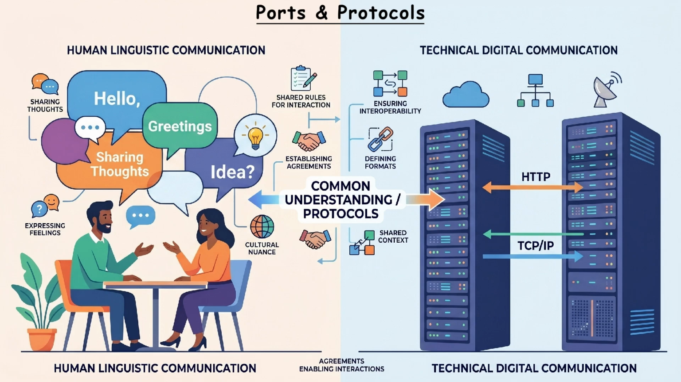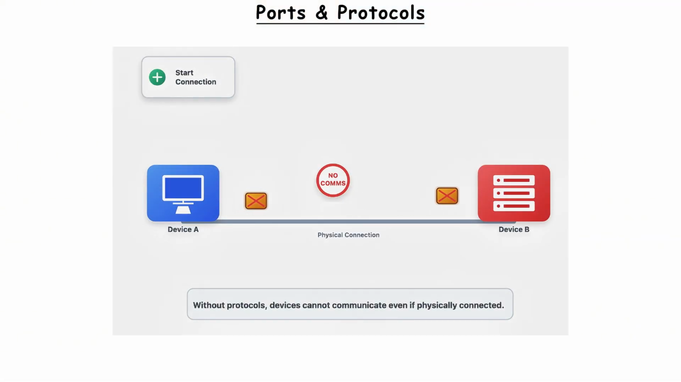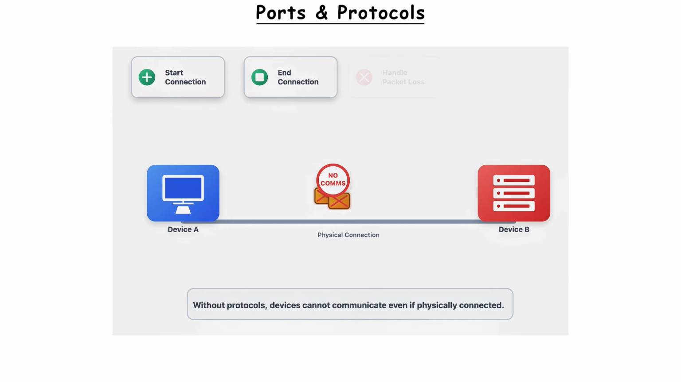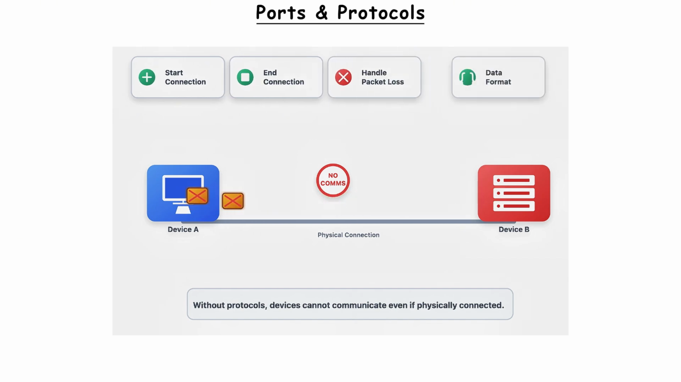Same way, networking protocols also establish a set of rules that makes it possible for two computers from different manufacturers to have a fruitful communication process on a network. So the protocols define stuff like how to start a connection, how to end a connection, what happens if data packets get lost, and what the data should actually look like. So without protocols, it is basically impossible for two devices to communicate even if they were physically connected.